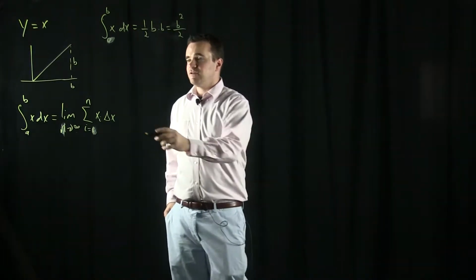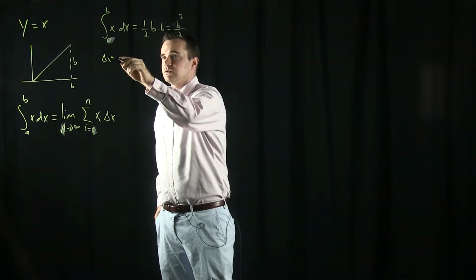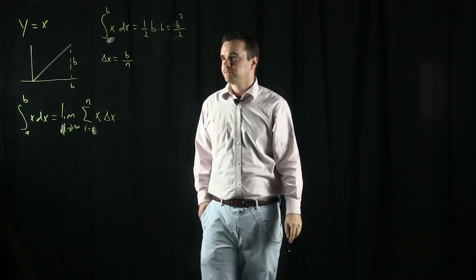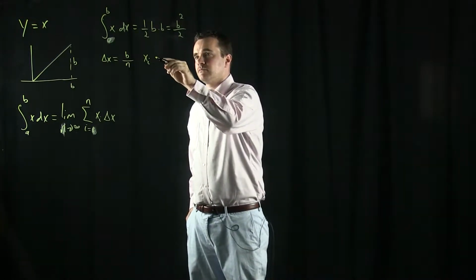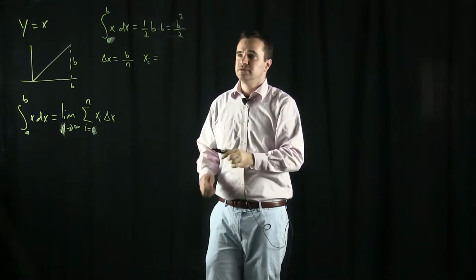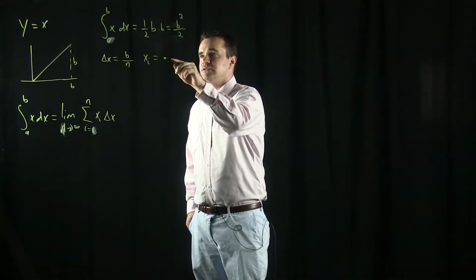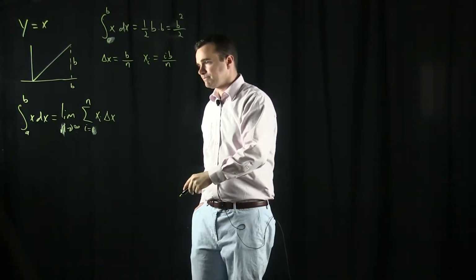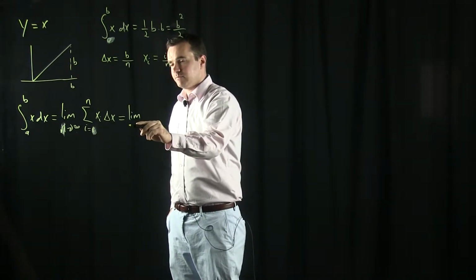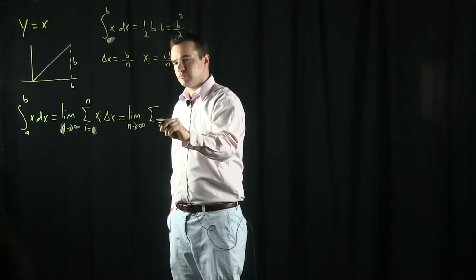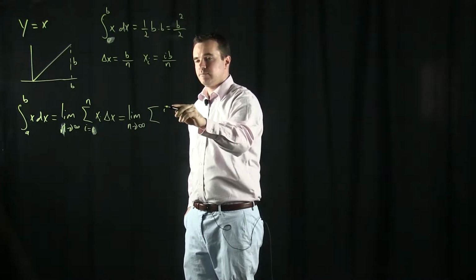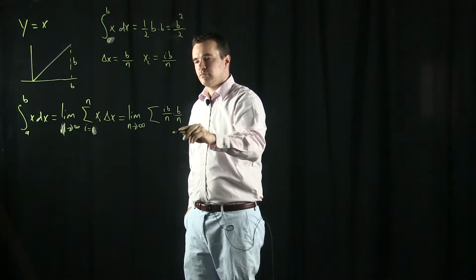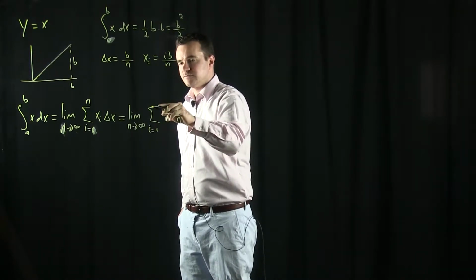So how can we get that? Well, I have to remember what these things mean. And so delta x, that's b minus a over n. So that's b minus 0 over n. And what about x_i? Well, x_i, the formula is a plus i times delta x. a is equal to 0. i times delta x is going to be i times b over n. So let's plug that in. Taking the limit of i times b over n times b over n, and summing up from i goes from 1 to n.